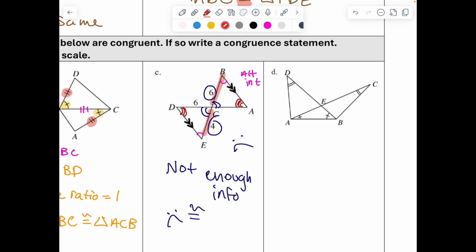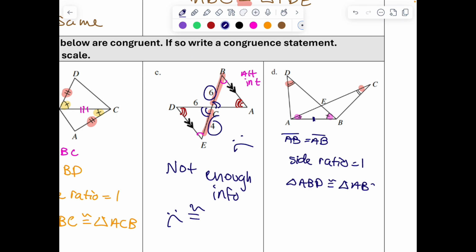This triangle, it's a little tricky to see what we're looking at here, but that's one triangle. And then the other triangle is here. So they're kind of lying on top of each other. We've got 2 equal angles there, 2 equal angles up here. And then it looks like they are sharing this side. So AB is equal to AB. That means that their side ratio is equal to 1. So that triangle ABD is congruent to triangle ABC. Those are congruent.